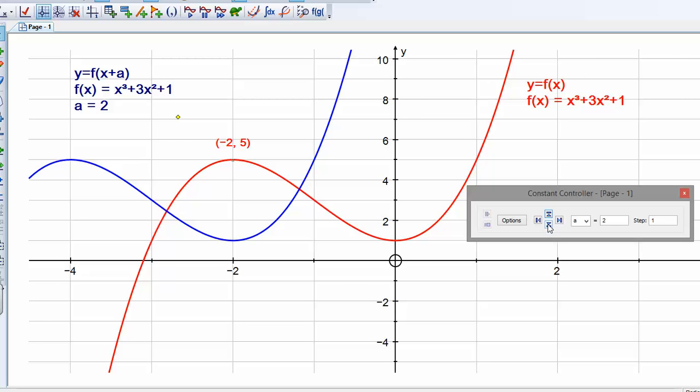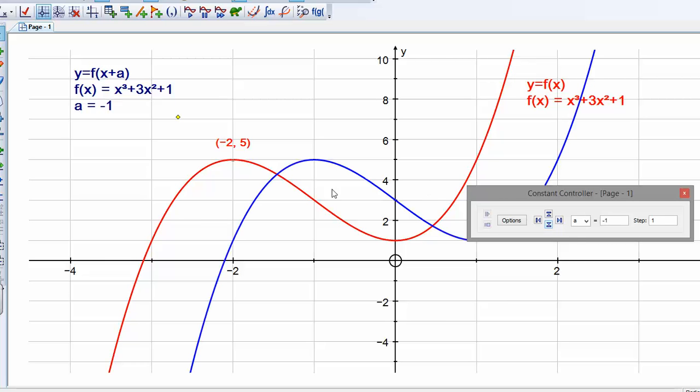And if we go down, if we make a negative number, so a is negative 1, we can see it's shifted 1 unit to the right. So this time it's a translation along the x-axis, and we can see that if a is negative, it translates to the right, and if a is positive, it moves across to the left.